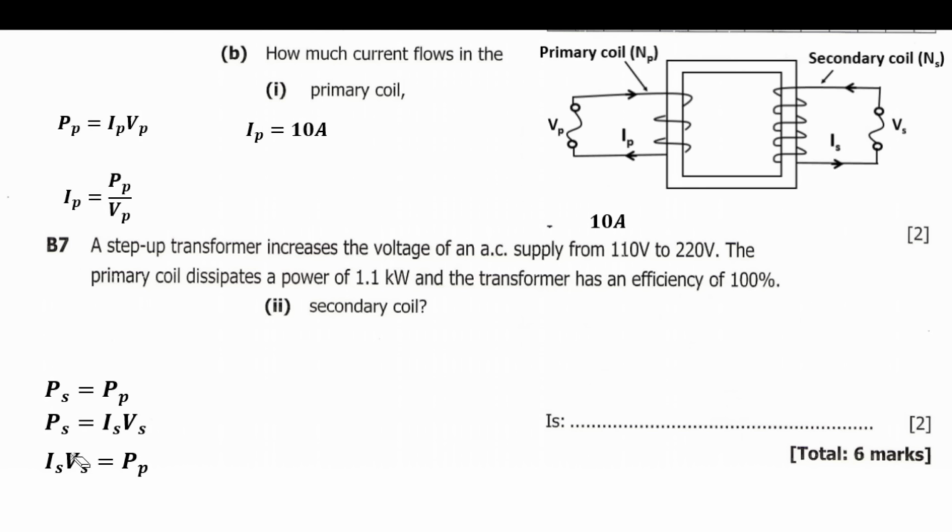So where there is PS, you put ISVS. Current in the secondary times voltage in the secondary is equal to power in the primary coil. Then you make IS the subject of the formula: current in the secondary coil is equal to power in the primary coil over voltage in the secondary coil. You substitute power in the primary coil, which was 1100 watts, and voltage in the secondary coil, which is 220. When you divide, you get your current in the secondary coil as 5 amps.